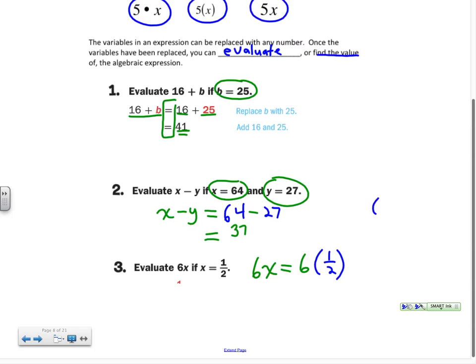Remember, whenever we have a whole number times a fraction, that's what this is telling us to do here. Put a 1 under it if you'd like to. 6 times 1 is 6. 1 times 2 is 2. That's improper, so 6 divided by 2 is 3. So the answer is 3. Okay, let's go ahead and turn the page.